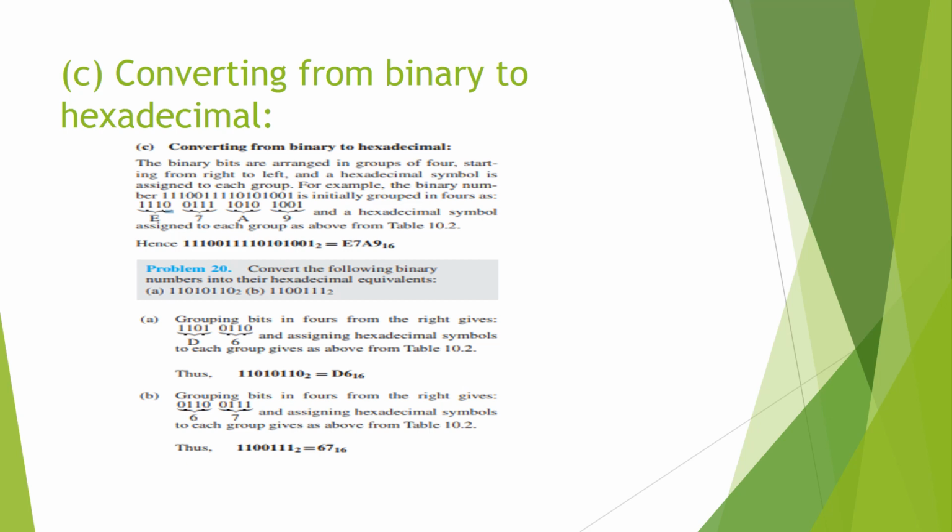Then we have converting from binary to hexadecimal. For this conversion, the binary bits are arranged in groups of 4 starting from right to left, and a hexadecimal symbol is assigned to each group. For example, the binary number 11100111 is initially grouped in 4, and when we group in 4, we have the first group.